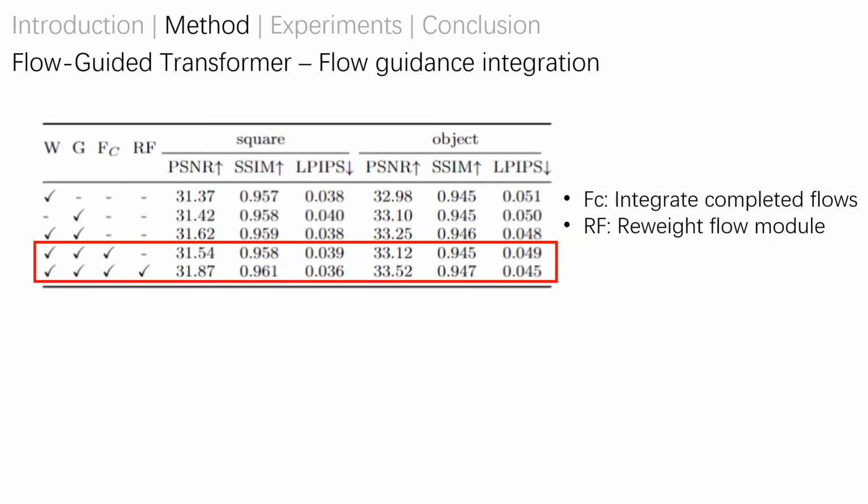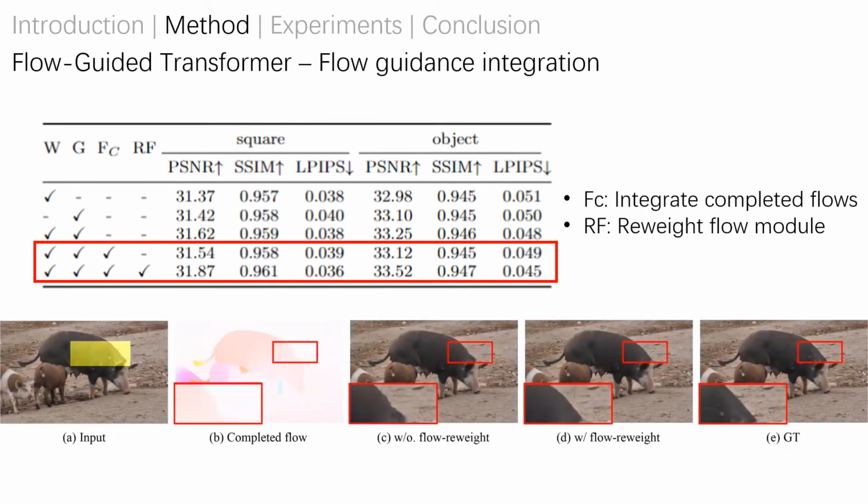The quantitative metric gets improved with the flow guidance integration and flow reweight module. Moreover, it's obvious that the introduced flow reweight module can correct the shape error in completed flows due to the imperfect flow completion. To save the computation cost, we design elaborated window partition strategies for FGT.